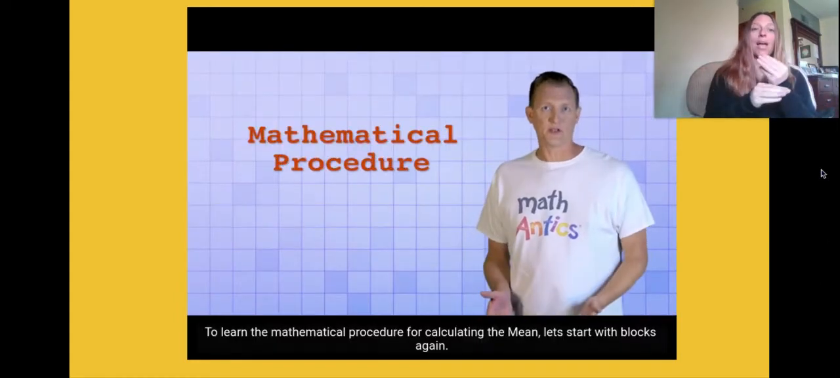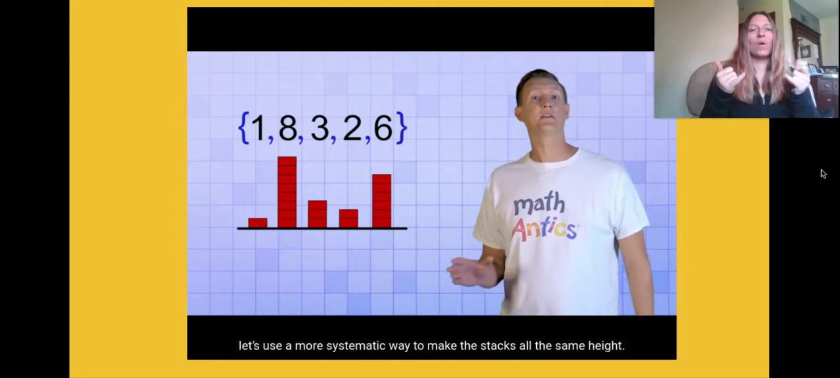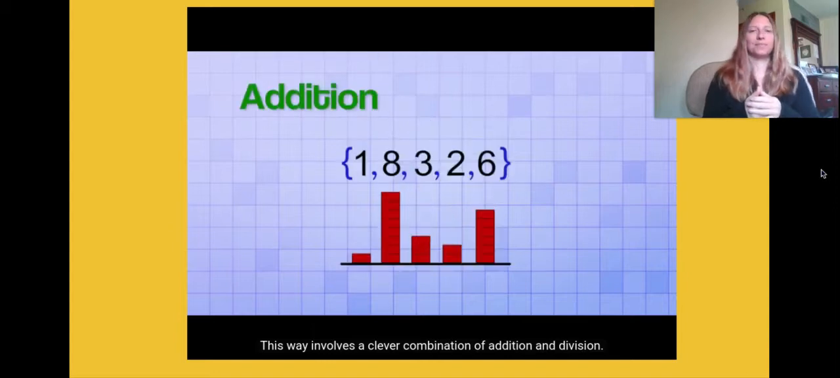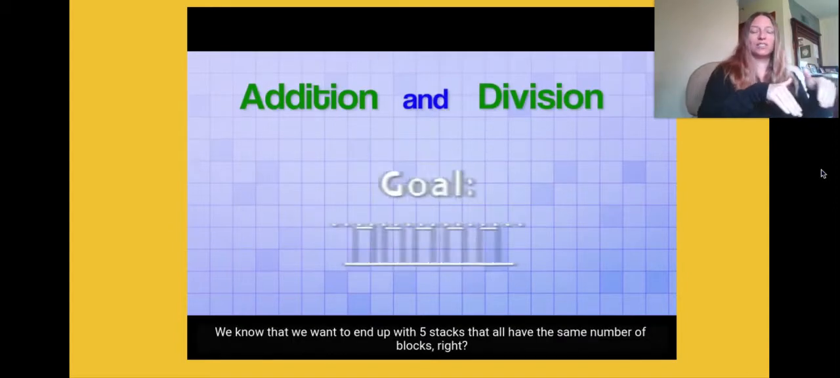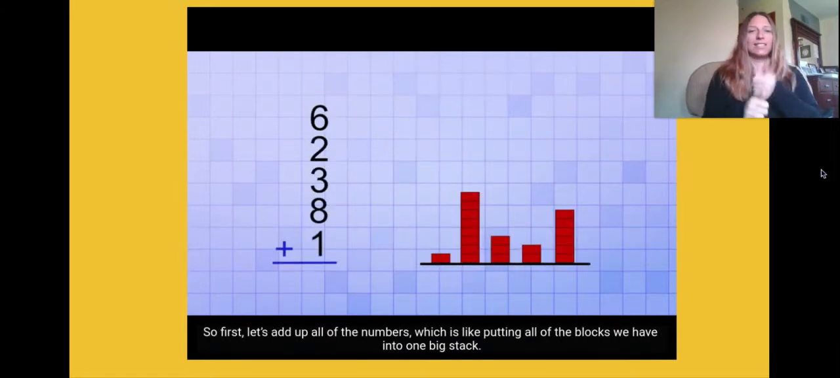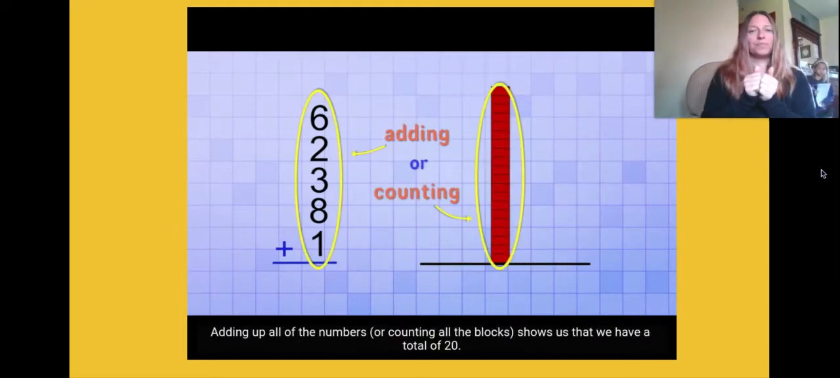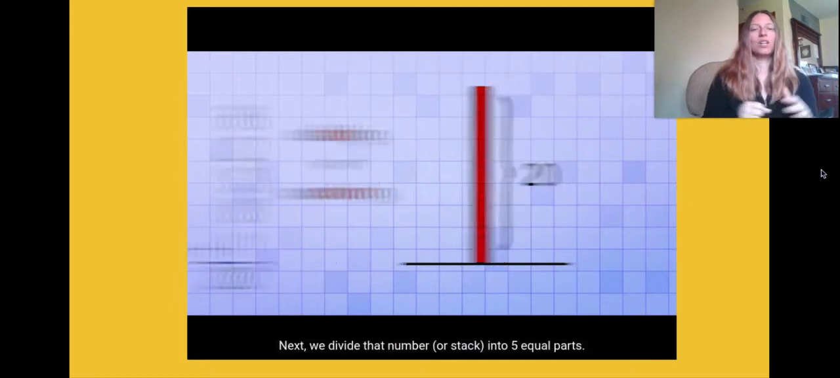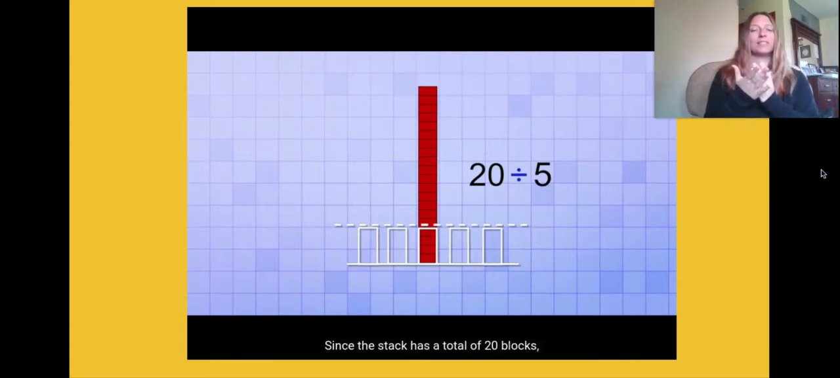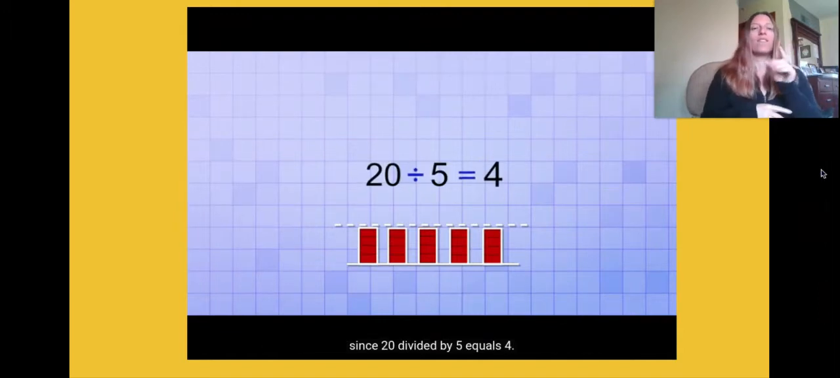To learn the mathematical procedure for calculating the mean, let's start with blocks again. But this time, instead of using trial and error, let's use a more systematic way to make the stacks all the same height. This way involves a clever combination of addition and division. We know that we want to end up with 5 stacks that all have the same number of blocks, right? So first, let's add up all of the numbers, which is like putting all of the blocks we have into one big stack. Adding up all of the numbers, or counting all the blocks, shows us that we have a total of 20. Next, we divide that number, or stack, into 5 equal parts. Since the stack has a total of 20 blocks, dividing it into 5 equal stacks means that we'll have 4 in each, since 20 divided by 5 equals 4.